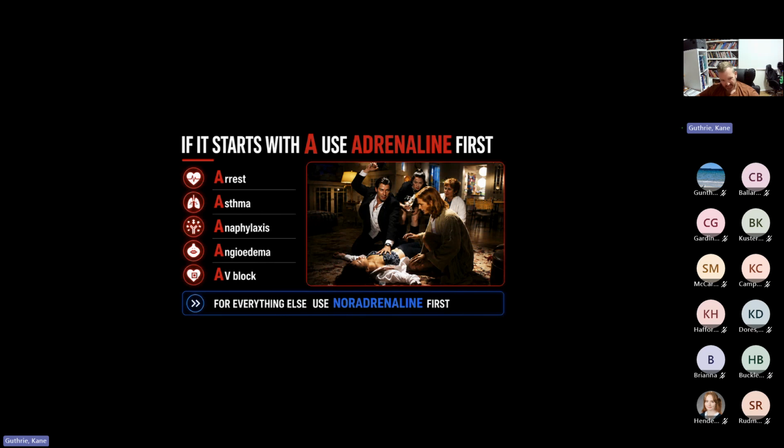And so if it doesn't start with A and it's not one of those 5 conditions, then I'm going to go for noradrenaline first. But just remember that, okay? They're the 5 things where we'll go with adrenaline first, whether that's IM, IV, bolus, or infusion.